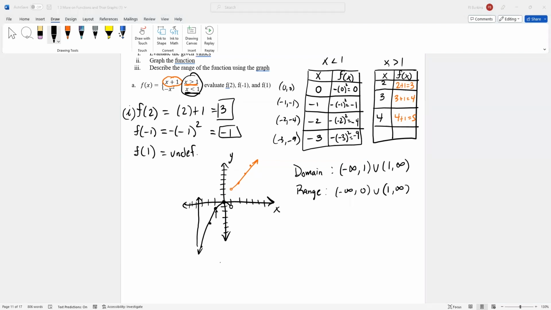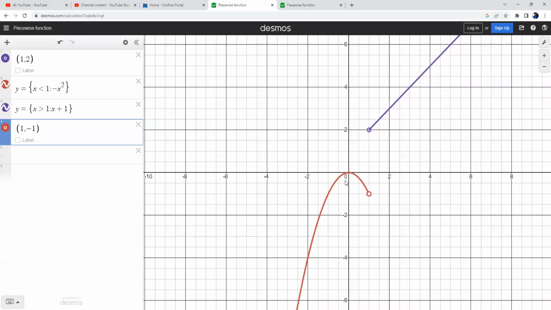So I've already generated this in Desmos. And you can see I put the point 1, 2, which is right here, the purple, and the red open point, which is 1, -1, just to show that it's not equal there. And then you can see the parabola on the left side, for x less than 1, and it's linear for x greater than 1. So that looks just like the graph we generated. So everything looks good. Let's go ahead and move on to the next example.